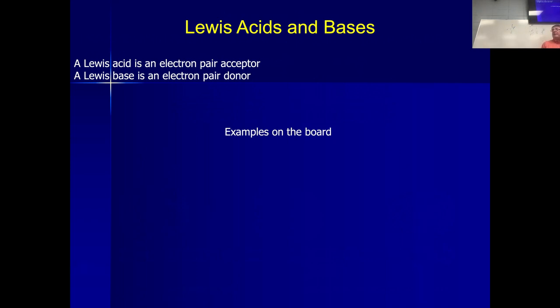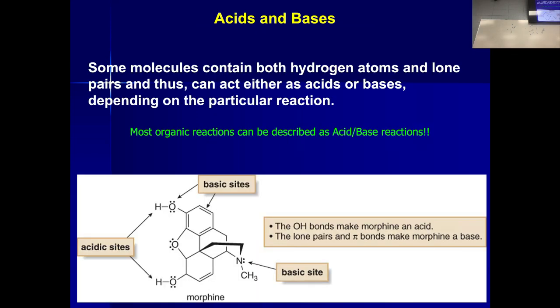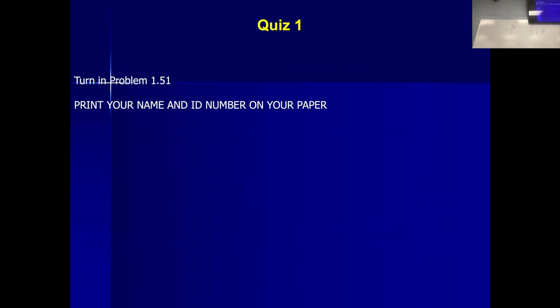We will do some more examples of this on Tuesday. We'll do some examples on the board before we jump into chapter 3. And we'll cover this in a moment.